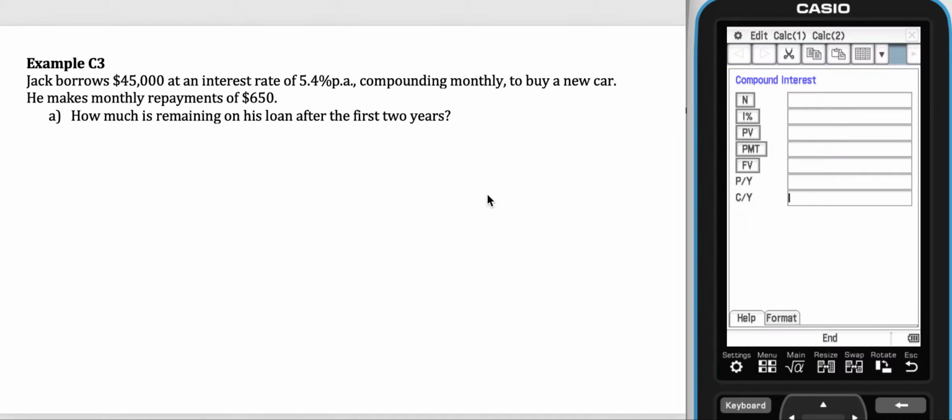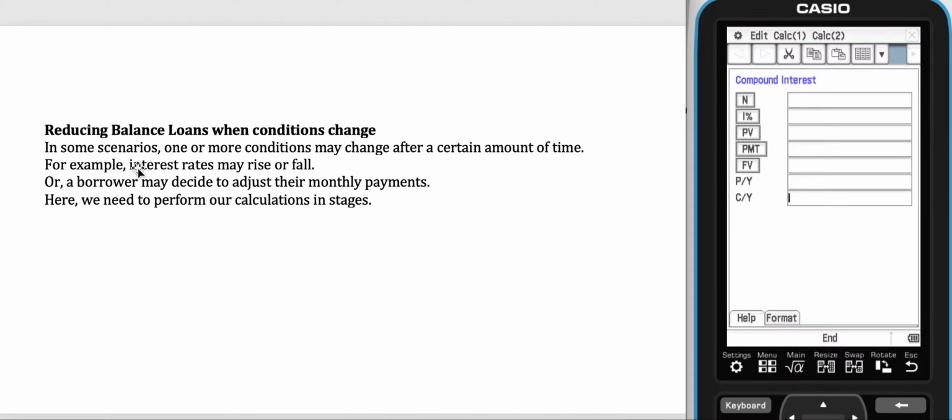To our final video for exercise 9C and using Finance Solver to make calculations with reducing balance loans. In this third example, we're going to be looking at what happens with reducing balance loans when conditions change.